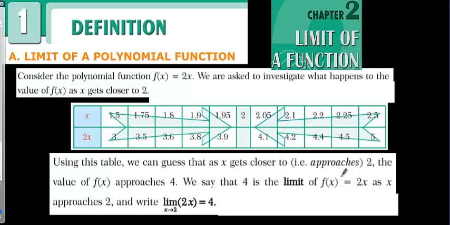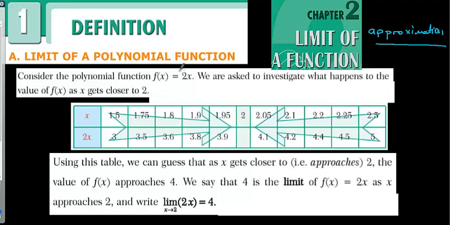In this chapter, we are starting a new chapter. We are going to learn the limit of a function. Here, we are going to learn the approximation. Approximation means getting closer to one number.